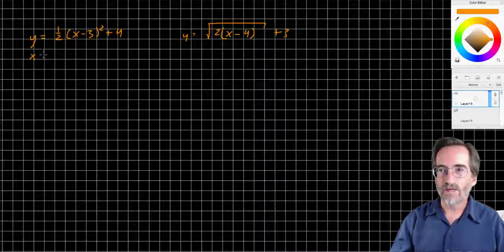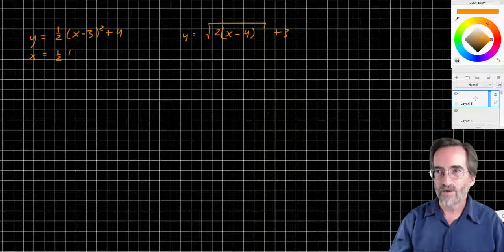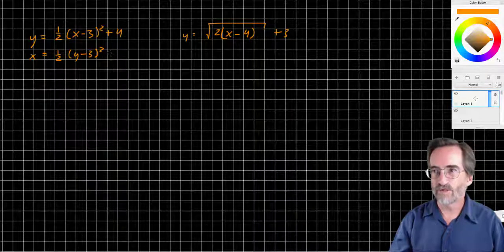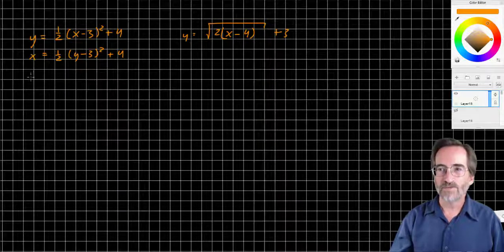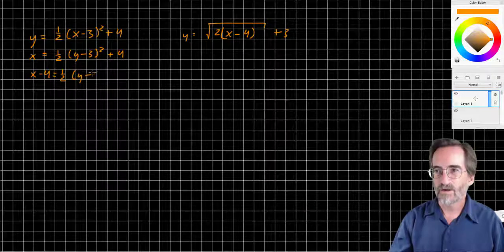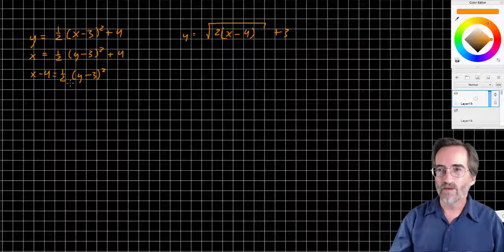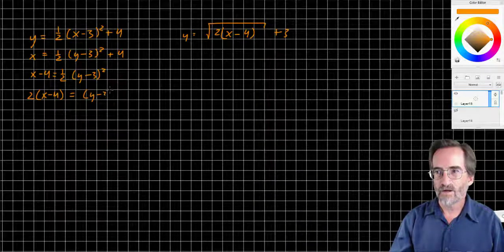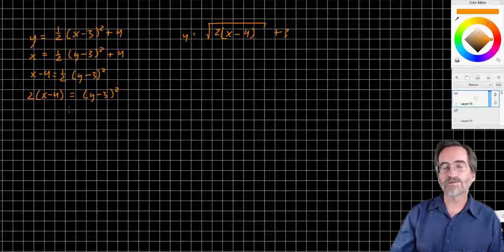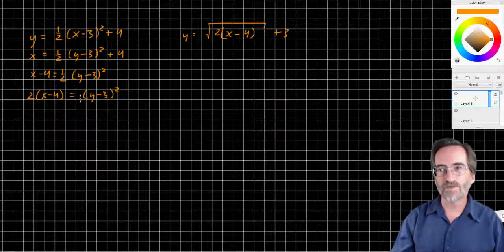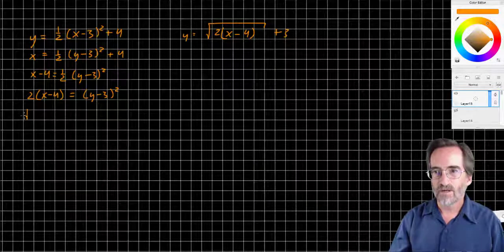But let's switch x and y: x equals 1/2 times y minus 3 squared plus 4. Start by subtracting 4 from both sides. Then multiply by 2 on both sides. And here's the step that is kind of tricky. We square root both sides. Okay? And here's the part that is a problem.